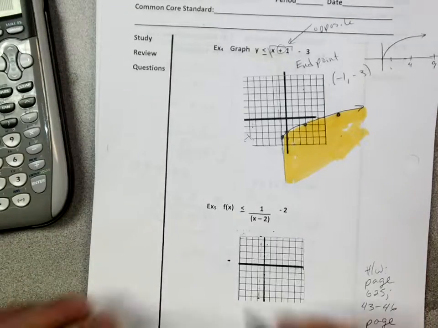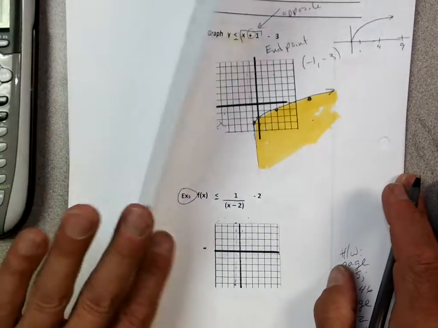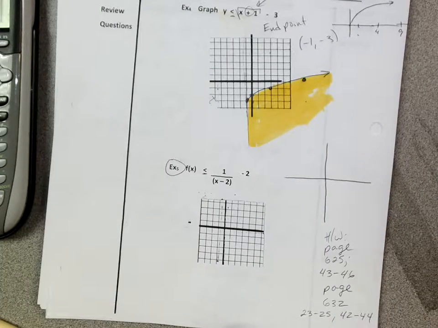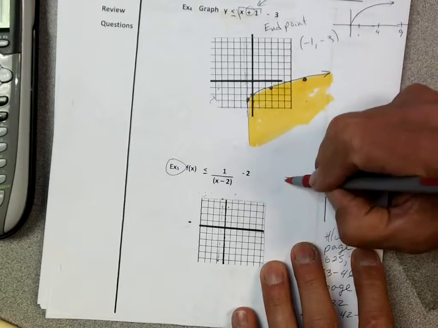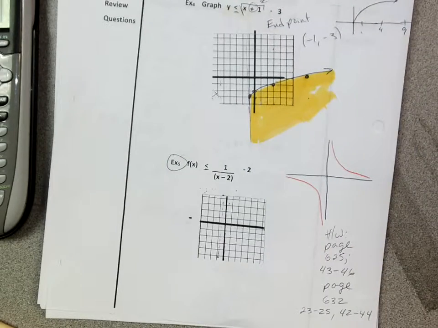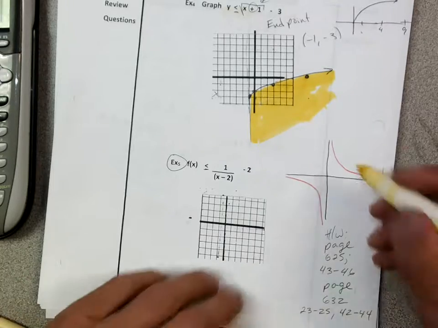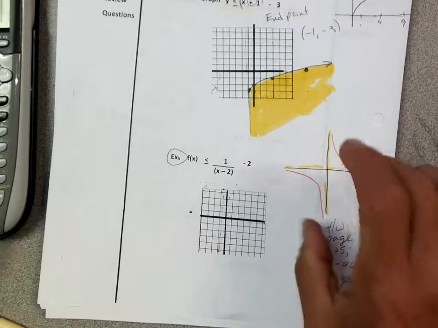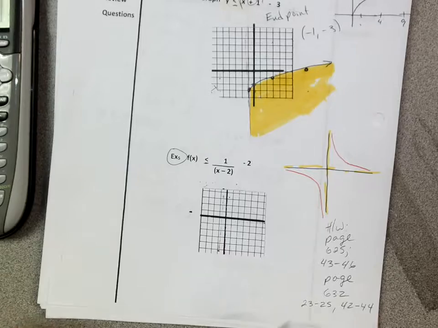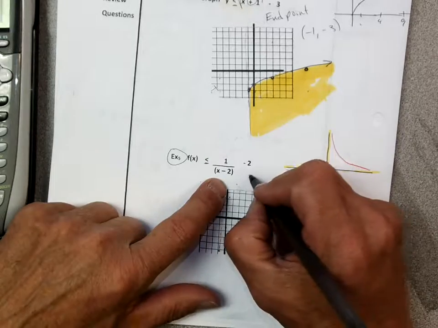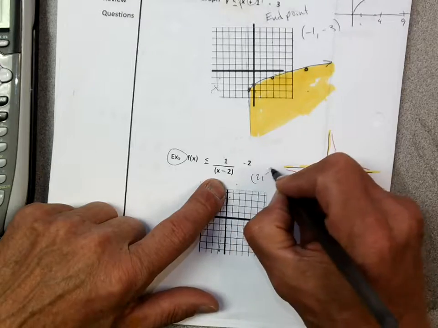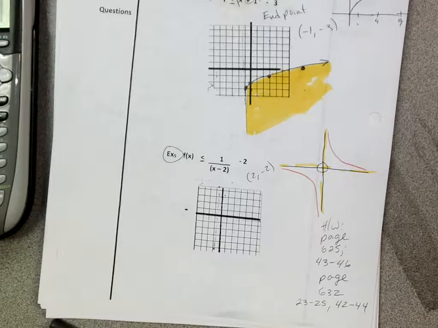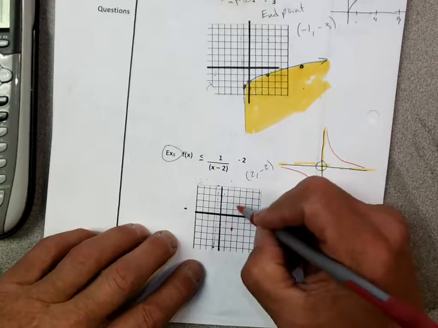Okay, let's go to example 5. We haven't seen this graph for a little bit, but we did this last chapter. What we know about these graphs is they look like this. We haven't done these for a long time, but they look like this, okay? And we know that they have vertical and horizontal asymptotes. So we're going to take this graph first and move it. Let's move this center point to 2, negative 2. So I'll go over 2, negative 2, and I'll put in my asymptotes.